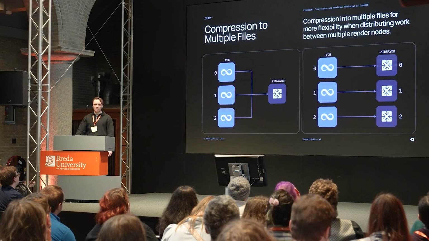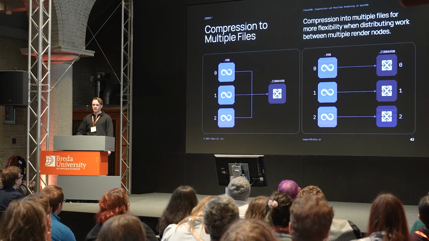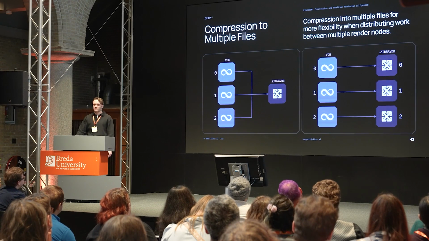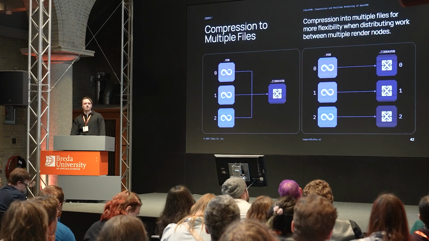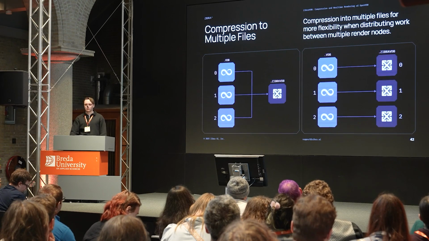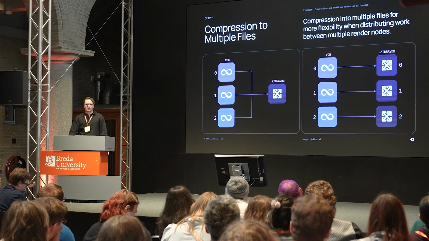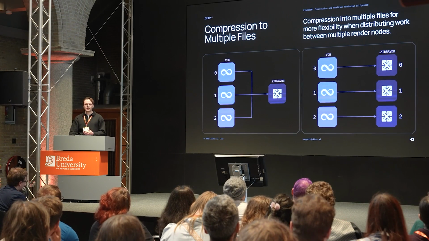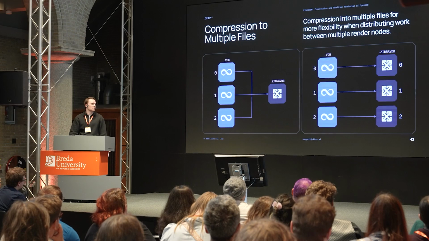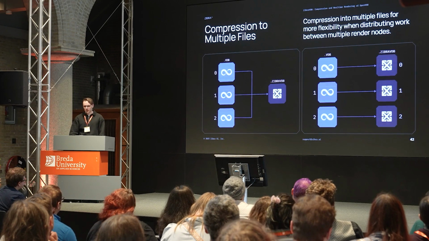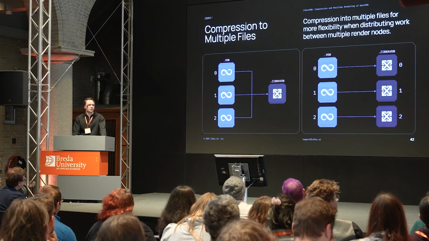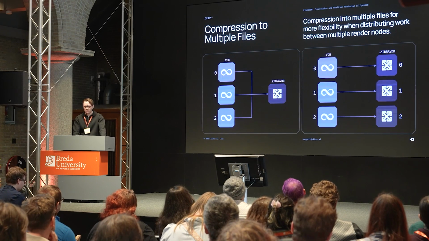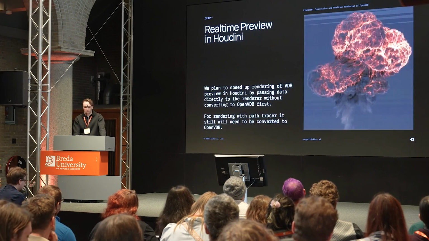Also, we are working on compressing VDB to different files, so basically a file per frame. This is mostly for offline rendering use cases when you have some effects that you are rendering on different render nodes, and if it's one file, you need to pass this whole file to each render node, even if it consists of frames that are not rendering. So we want to give you the option to compress it into separate frames, separate files, so you can have more flexibility.